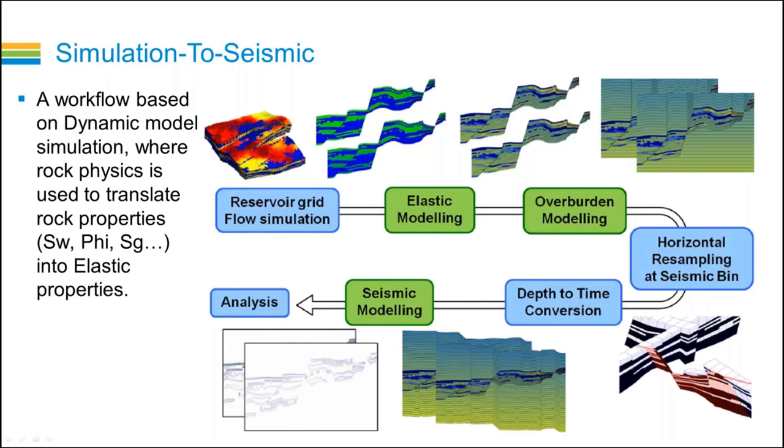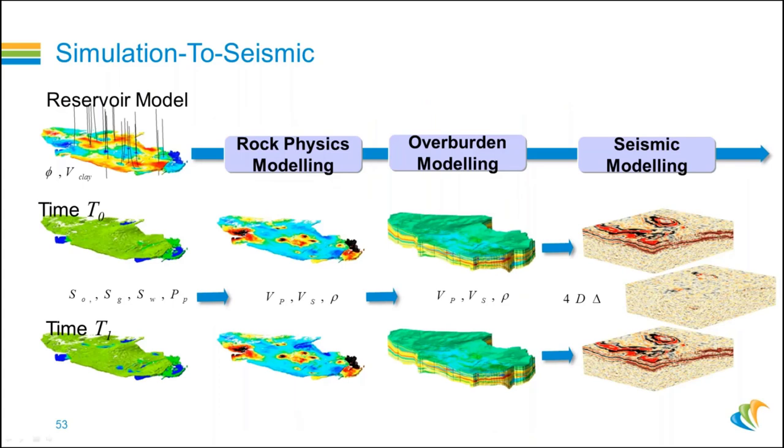So you will improve your SW, phi, and SG into your rock physics model, and then into your seismic, and you will have improved results based on that from your seismic. So how it's done is that you have a reservoir model. You can have it as a 4D, like in time zero and time T1. You do the rock physics modeling, then you do overburden modeling, and then you calculate seismic for each scenario. And then you will see the difference between them. So this is the 4D effect.